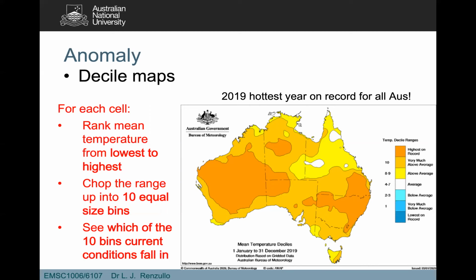You rank them from the lowest to highest at each point on the landscape, chop the range up into 10 equal sized bins, and then you can see which bin the current conditions fall in. And so what you see when you do that is that the mean temperature for the whole of 2019 ranks, for very large parts of the country, central Western Australia, large parts of New South Wales, southeast Queensland, and just generally Australia, in the above average and very much above average range, the top deciles. I think this is a really neat way to illustrate where current conditions rank in the historical time series.